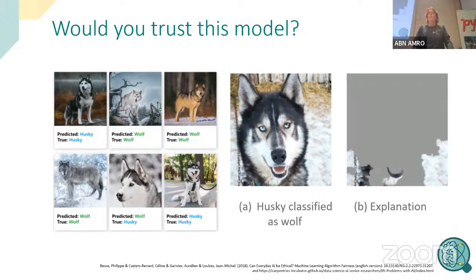But it's only classified as a wolf because there's white snow in the background. That's not the explanation we were expecting. You would expect it to be based on the characteristics of the animal. So would you really trust this model? Well, we don't. You could have good predictions, but that doesn't always mean it's a good model.